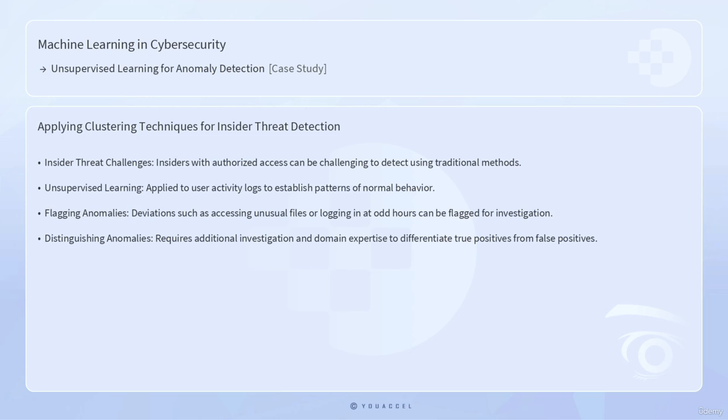Emily responds that distinguishing between true positives and false positives requires additional investigation and domain expertise, emphasizing the importance of a robust investigation process post-detection.